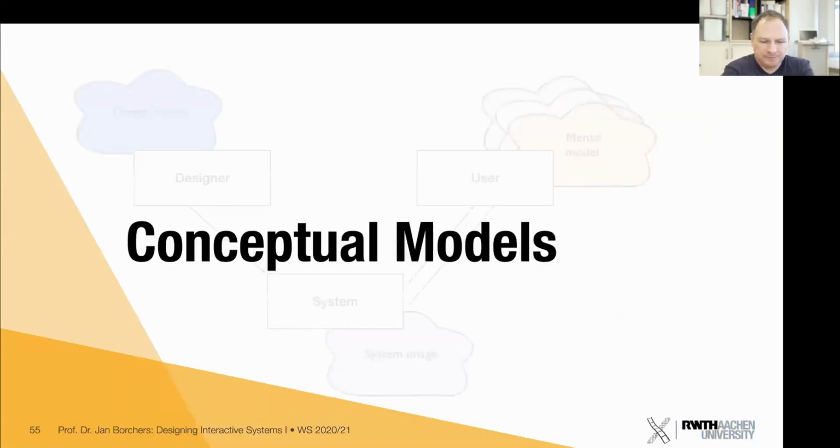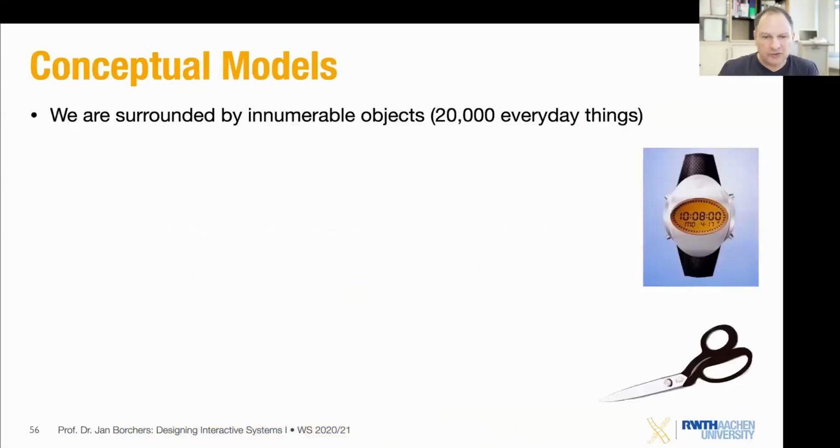Now, conceptual models. Apart from affordances and signifiers and this visibility issue, conceptual models are one of the most important things to understand about human-computer interaction. We have to understand that we are surrounded by countless objects every day. An estimate says that you have about 20,000 things that you somehow interact with or perceive every day. That's a lot of stuff. How do we deal with all of this?